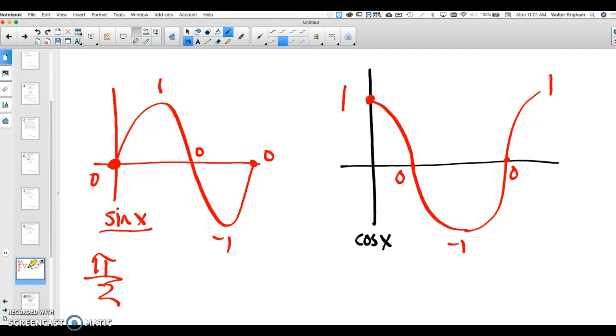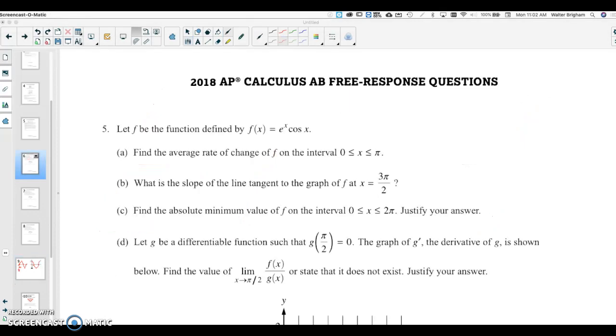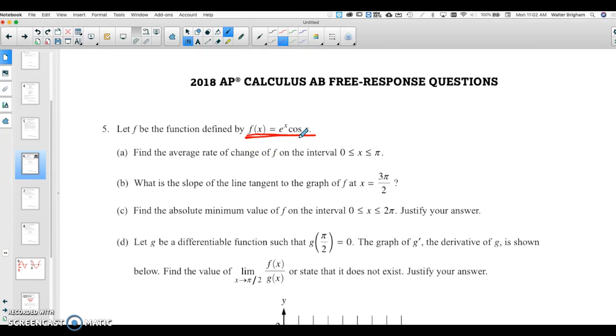Let's take a look at the first problem here. Okay, so here's part A of our problem. f of x equals e to the x cosine x. Notice we have no calculator, which means they don't care about decimals. They just want us to get numbers.